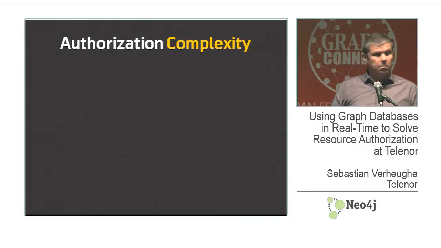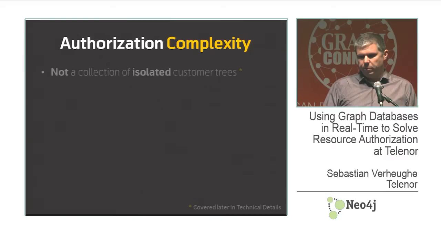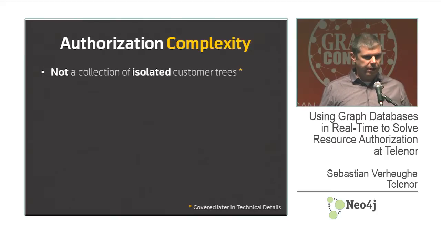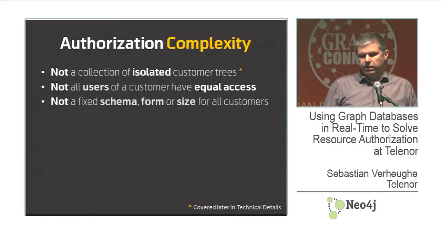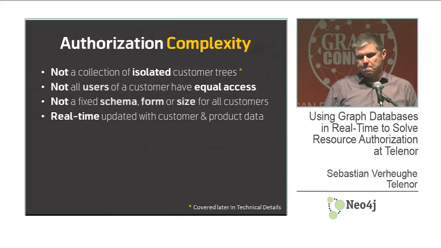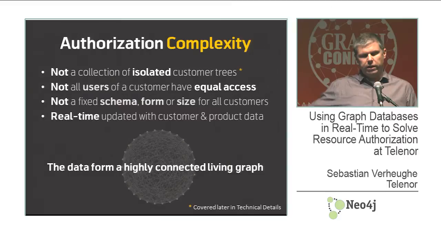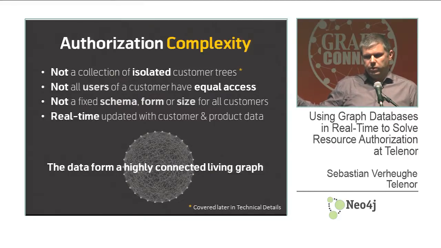Okay, so just to say something about the complexity of the authorization algorithm here. We haven't seen this yet, but it's not a collection of isolated trees. That would be much simpler, right? You can think of the different customers as separate trees. That's not entirely true, and I'll get into more details later. And not all the users, as I told you, have equal access. It's not like a fixed schema, form, or size for all the customers. I mean, there are all kinds of different structures. And it's updated continuously. So it's not something you just pick up, analyze, and then use.